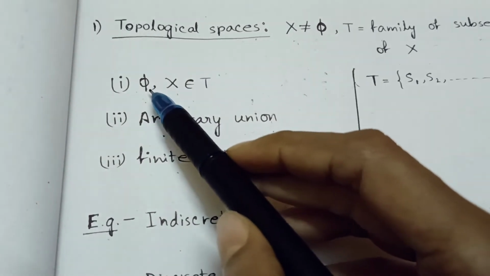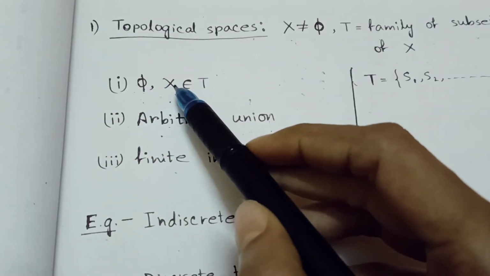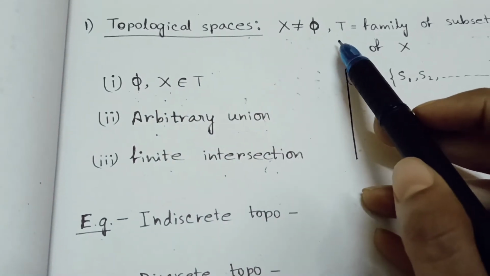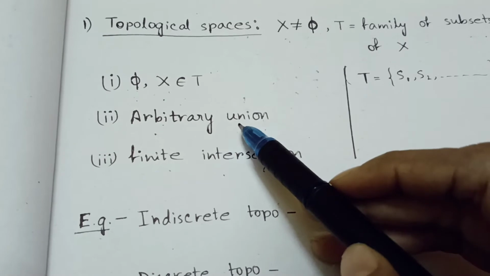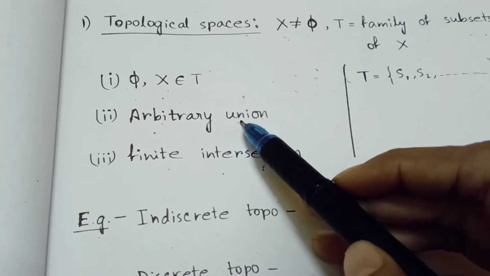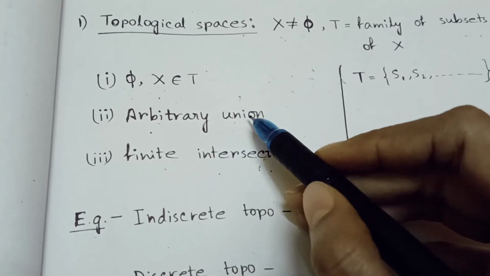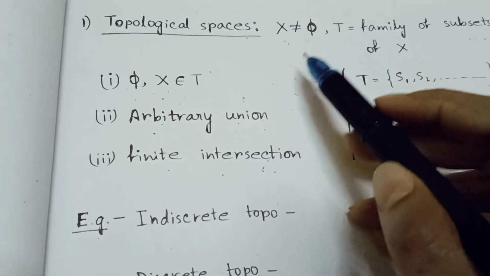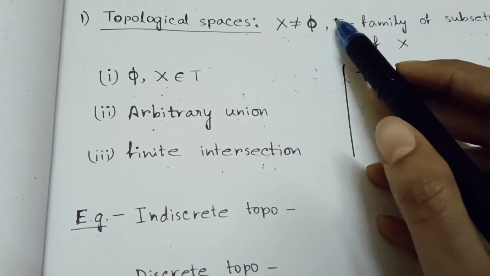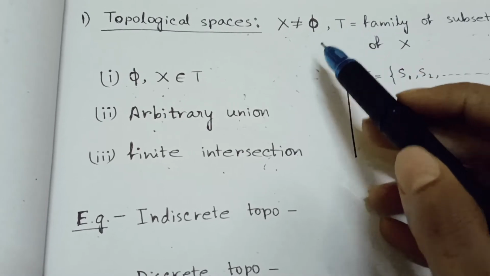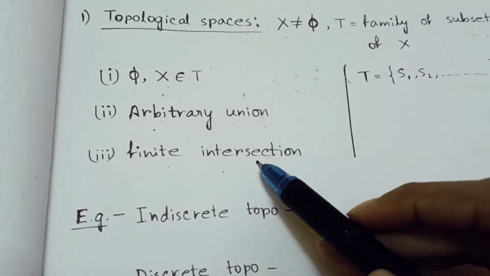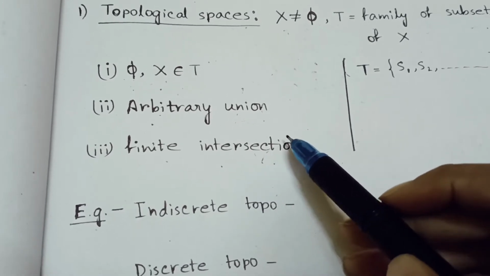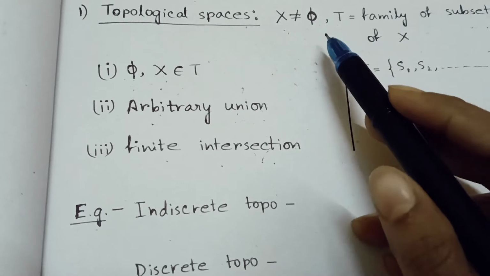The first condition is that phi and X, both being subsets of X, have to belong to this family T. The second condition is that an arbitrary union of any members of the family T has to belong to T. Similarly, the third condition is that a finite intersection of any members of T must belong to T.